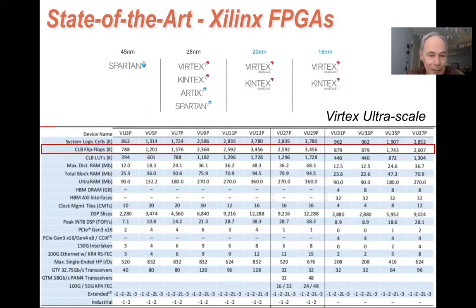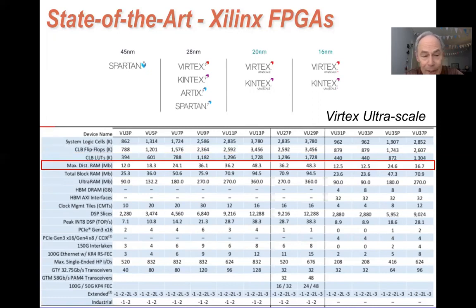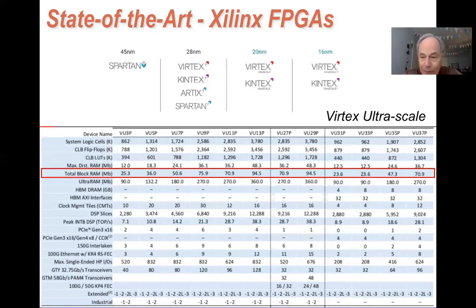And right now I'm focusing on the memories. First of all, the CLBs have flip-flops. Remember, as I mentioned, there's roughly one flip-flop per LUT. And so on the state-of-the-art chip here, the Virtex UltraScale+ 37P, there's 2.6 million of those flip-flops. You look at the distributed RAM, this is the RAM that uses the LUT logic. This one is 36.7 megabits on this chip total.